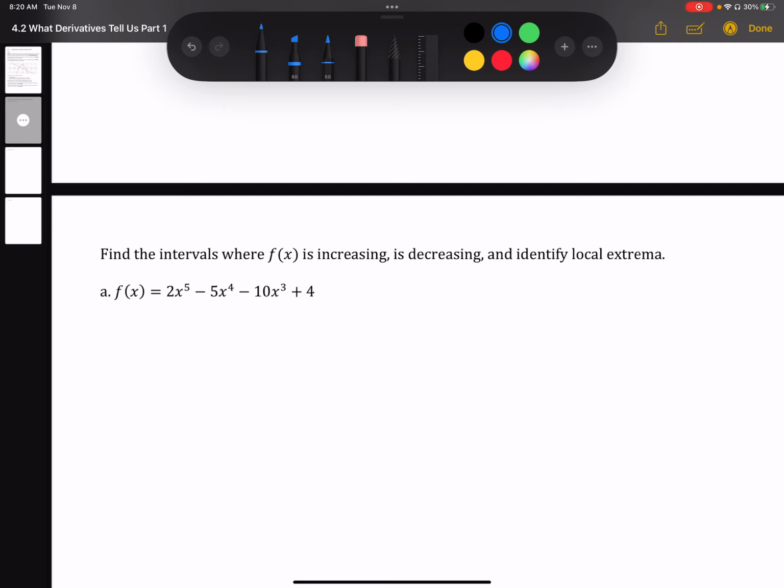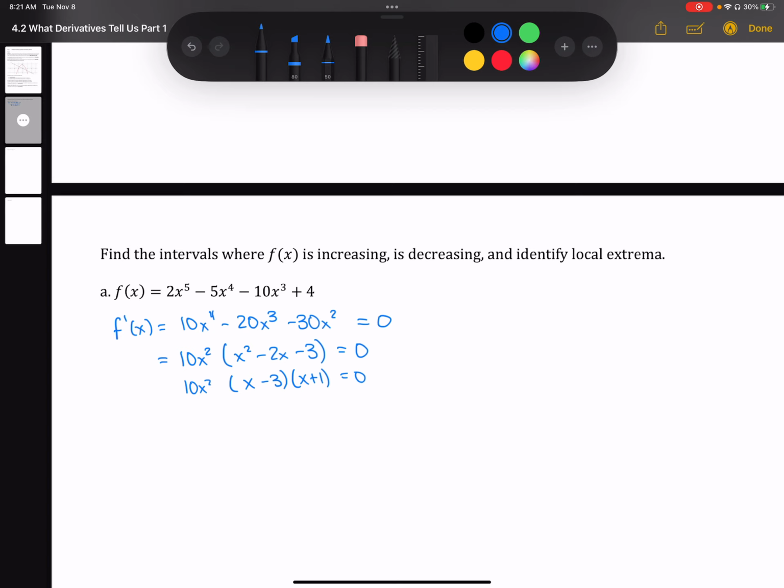So our first derivative, for example A, is f prime of x equals 10x to the fourth minus 20x cubed minus 30x squared. We want to first find our critical values. We set this equal to 0. We factor out our greatest common factor of 10x squared. That's going to give us x squared minus 2x minus 3 equals 0. And this continues to factor to be (x minus 3)(x plus 1) equals 0.